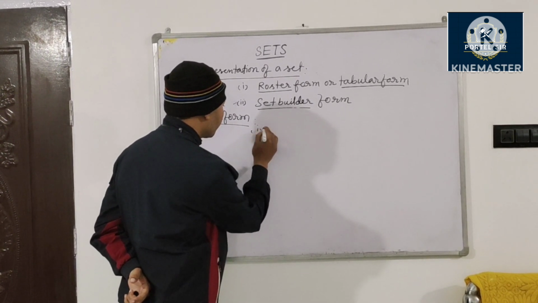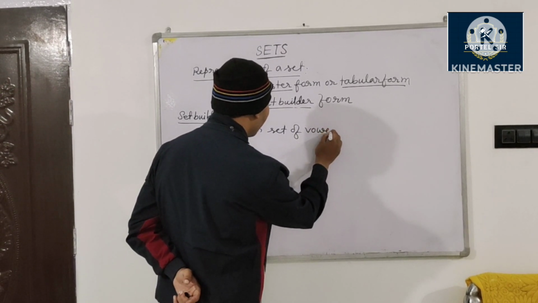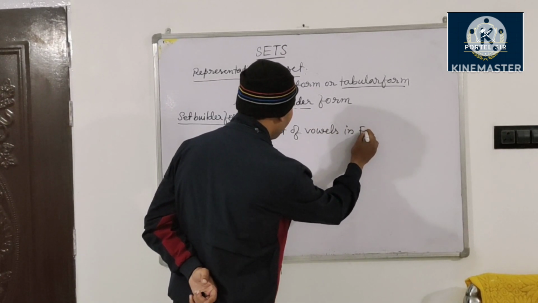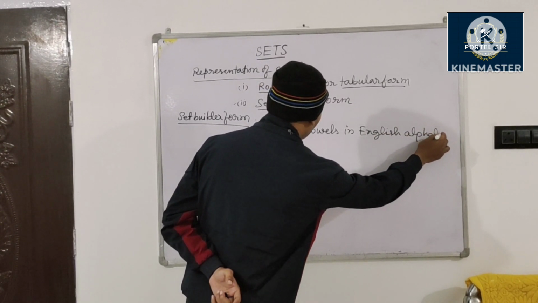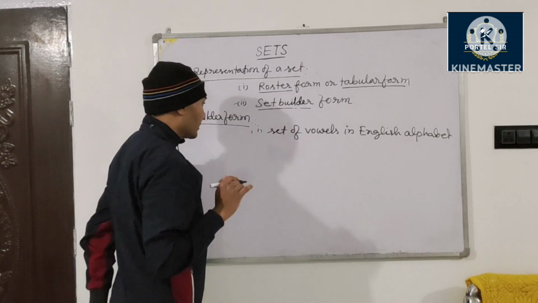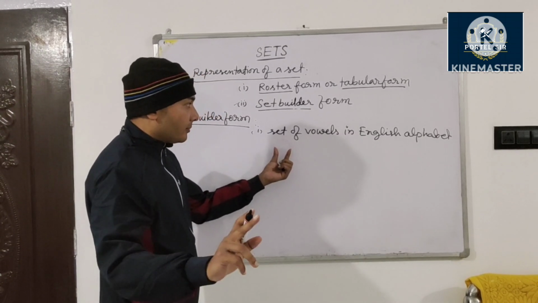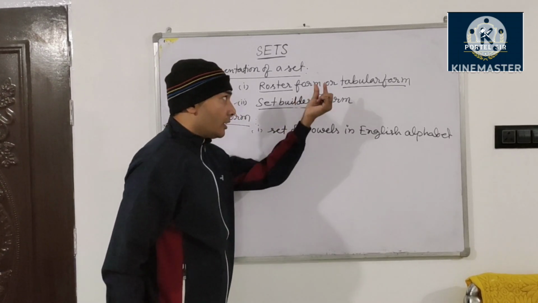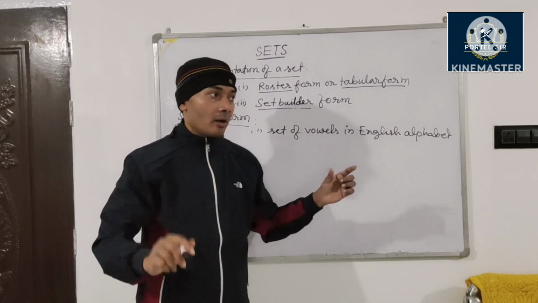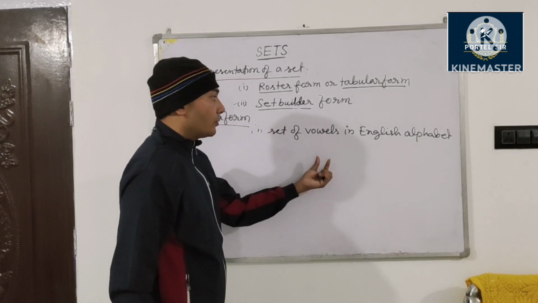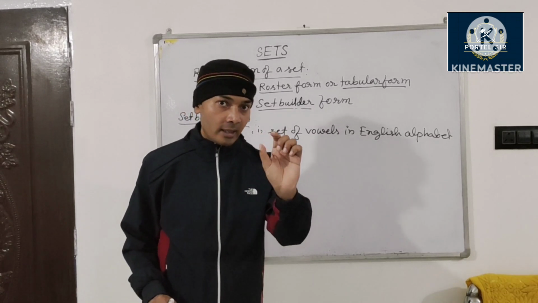Set number one: set of vowels in English alphabet. See, what I said, that in roster form we used to write all the elements, but in set builder form we will not write all the elements, only the common property of elements.